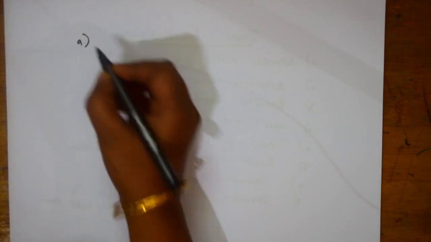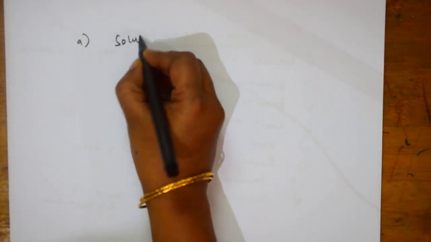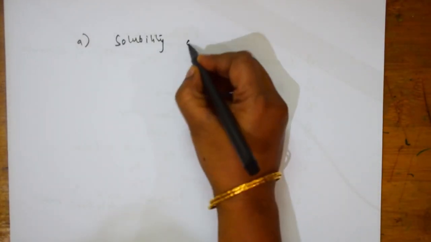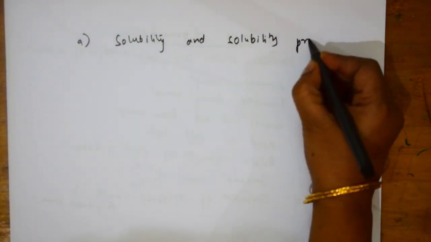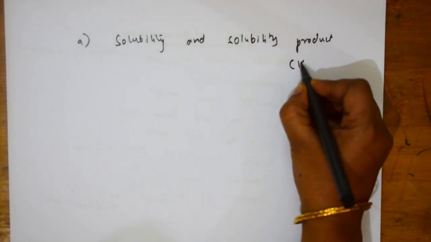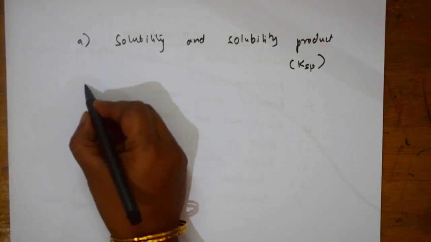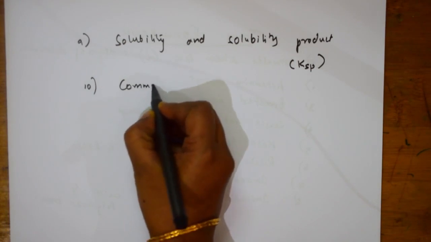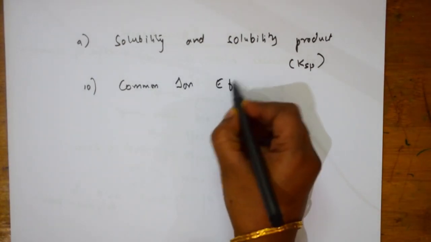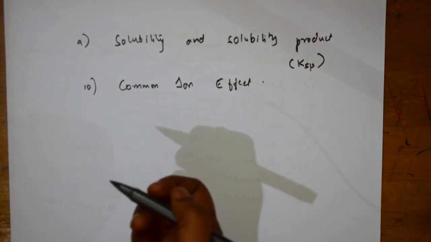A bit more number of topics are there in this. Now in the same thing, after learning the polyacidic lesson, you'll come to a concept called solubility and solubility product. Solubility product is denoted by KSP. Okay, right. So after solubility product, we'll be coming to the next topic, which is very important, that is common ion effect.